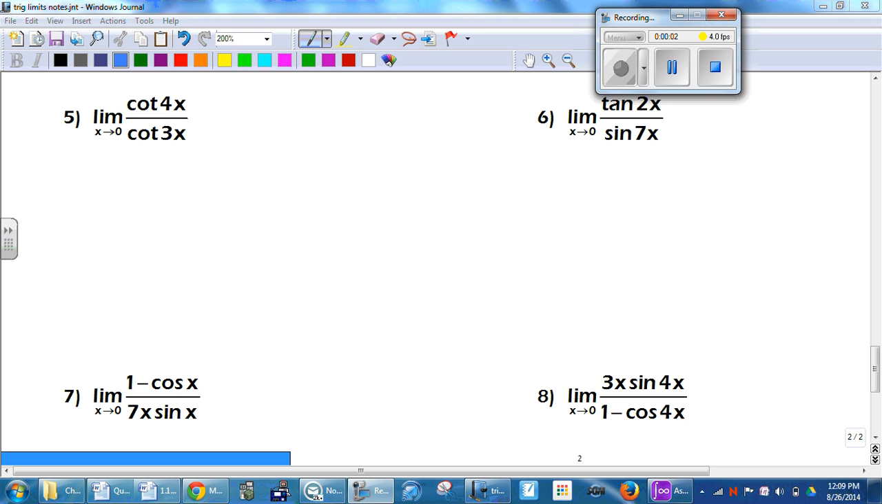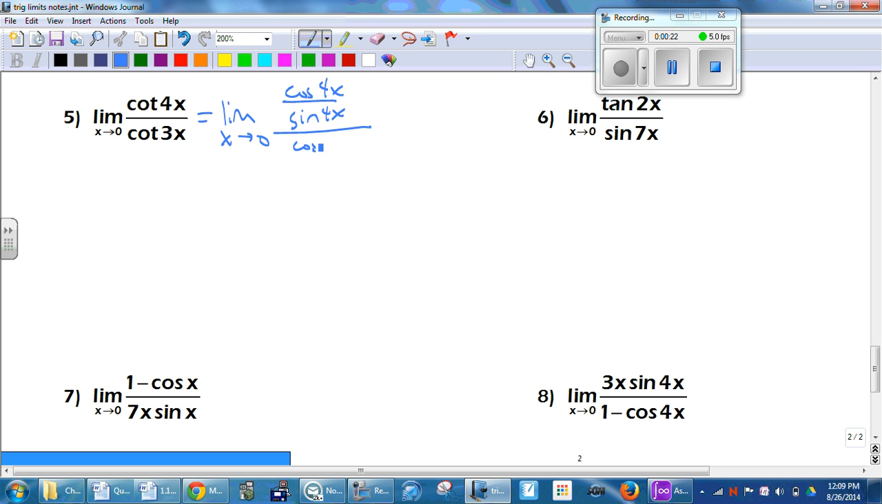You can see in number 5, we don't have any sines. We have cotangents. So our first thing to do is change these in terms of sine and cosine. So I'm going to rewrite this as the limit as x approaches 0 of cosine of 4x divided by sine of 4x, all divided by cosine of 3x divided by sine of 3x. And although it makes it look a lot messier, it's going to help us in the long run.